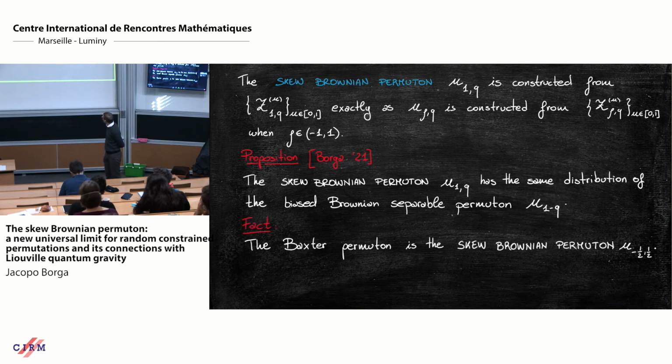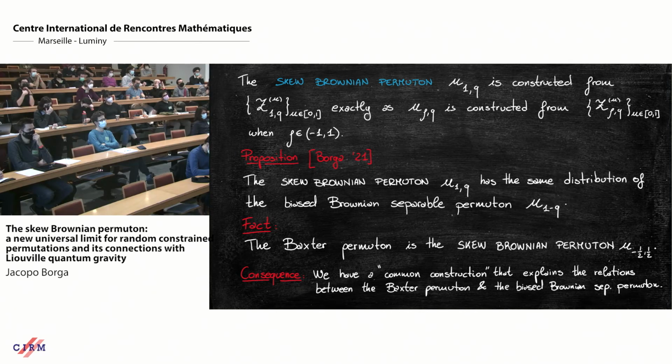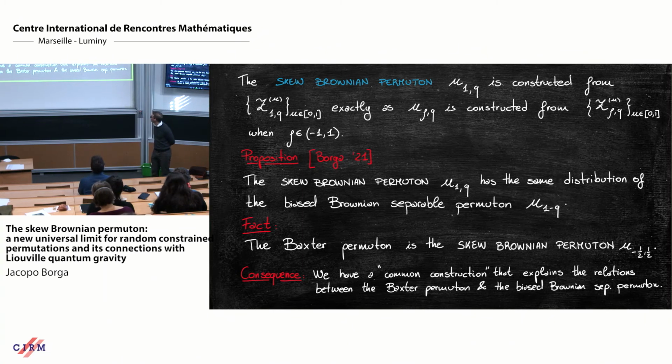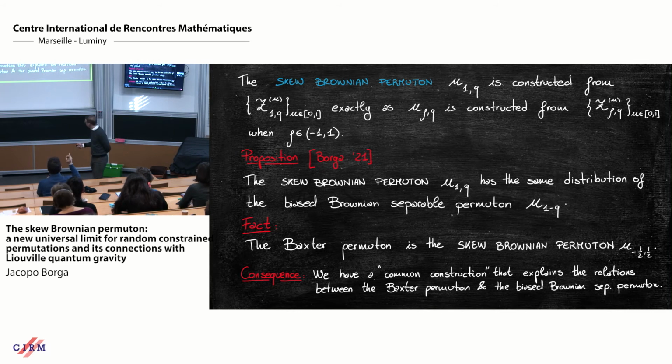So another fact is that the Baxter permuton is exactly this object when rho is -1/2 and q is 1/2. Okay? So combining these two results, what we get is a common construction of the two objects that we wanted to investigate. So are there questions about it? Otherwise, I will finally show you a bit how this object looks like. Yeah.